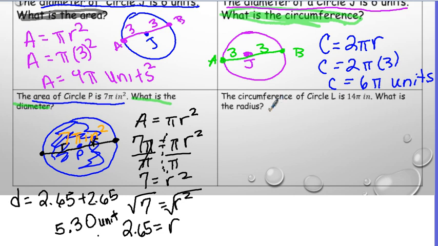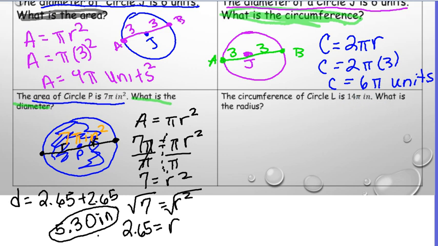Alrighty, so let's go on to the next one. This one says the circumference of a circle L is 14 pi inches. What is the radius? Oh, we do have a unit here. Let me go back to this problem. Sorry. This one is inches, since it did give me the units. So that's your answer there. 5.3 inches.